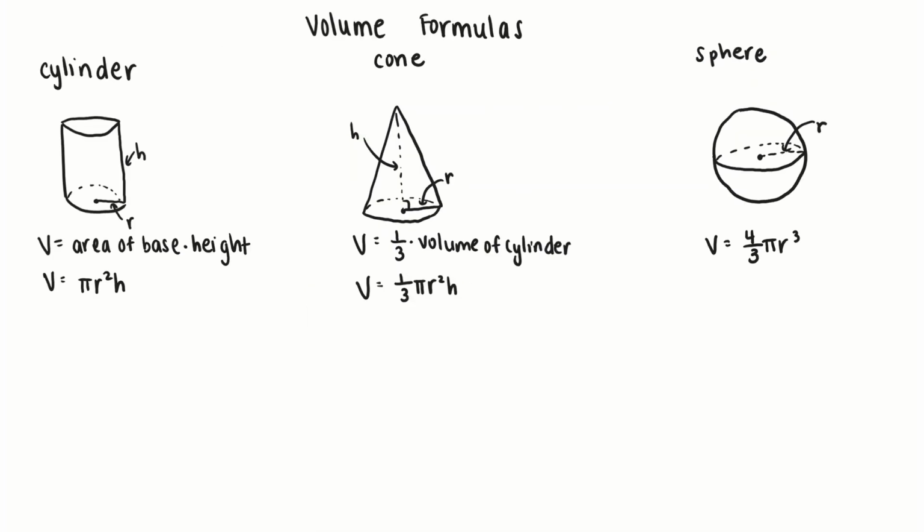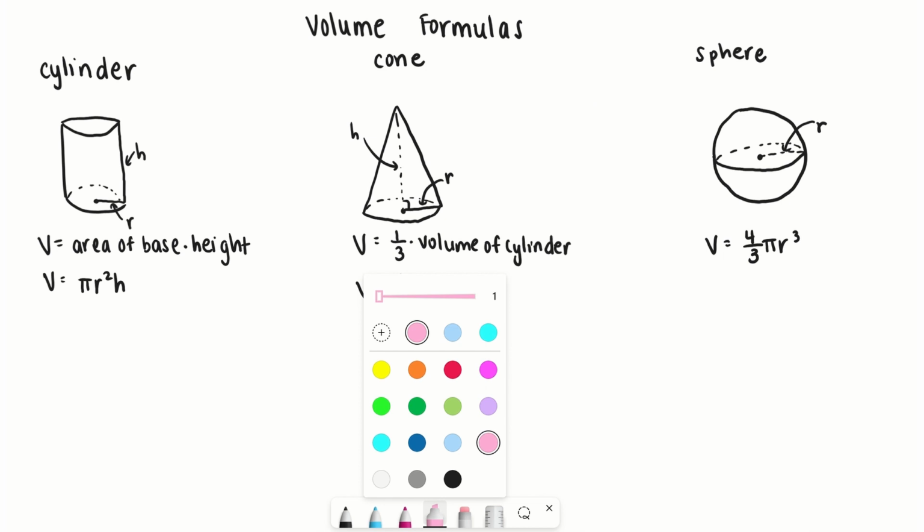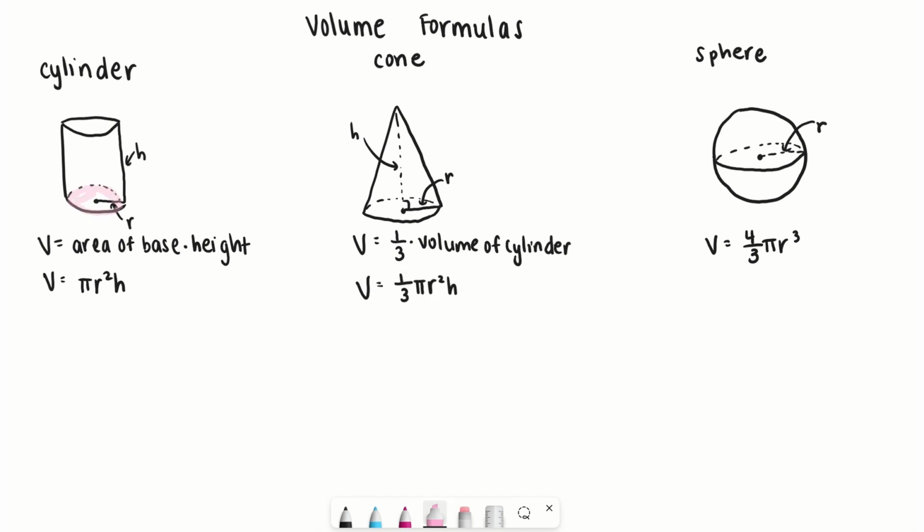Here are a few volume formulas. The volume of a cylinder is just the area of the base times the height. The base of a cylinder is a circle, so the area of the base will just be the area of a circle, which is pi r squared. And then to find the volume, we just multiply pi r squared by h. The volume of a cone is exactly the same as the volume of a cylinder, except we multiply by 1/3. And the volume of a sphere is 4/3 times pi r cubed.